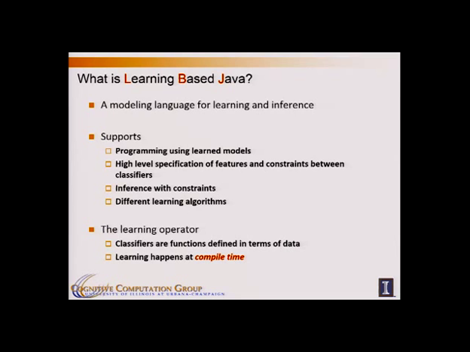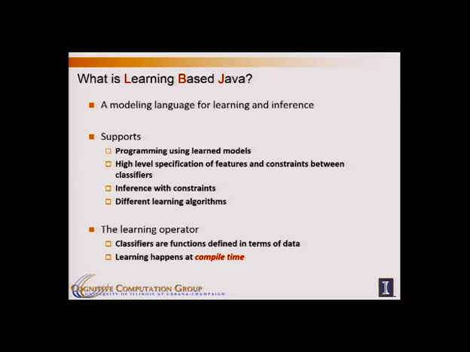The constraint here means that I can say if I see this feature, then I always return positive, and if I see another, I always return negative. And also it allows you to use different learning algorithms. So the key idea here is, as in any language, you basically write down several functions or classes, right?